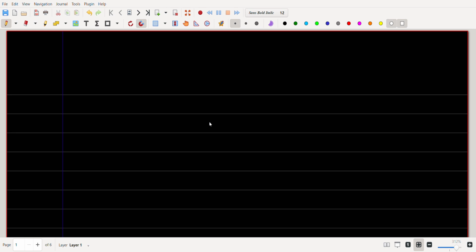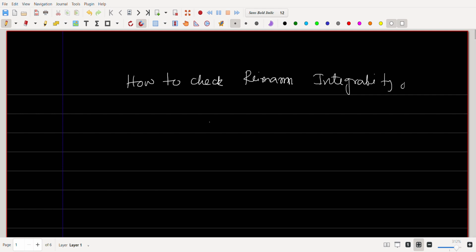So today I'm going to discuss an interesting fact from real analysis, which is how to check Riemann integrability of a function. So what do I mean by that?